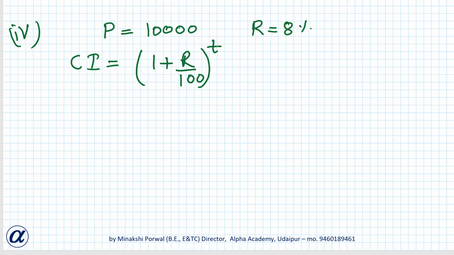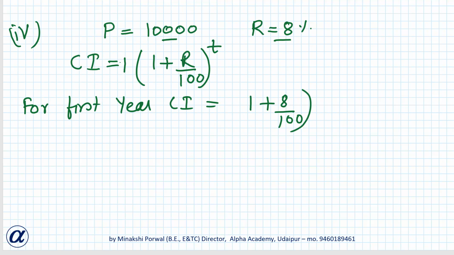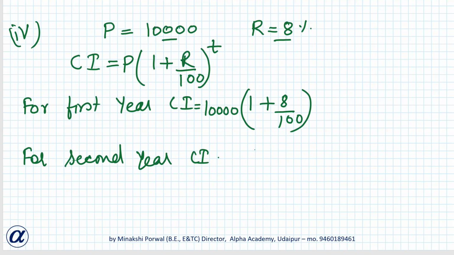Okay, so for first year, if this is principal, this is rate, for first year compound interest will be (1 plus 8 upon 100) into, okay, here P will also come, into 10,000. Okay, this is the formula of compound interest and we are just putting the values. Okay, so this will be for first year. For second year, okay, compound interest will be 10,000 into (1 plus 8 by 100) to the power 2. Okay, then for third year it will be to the power 3.